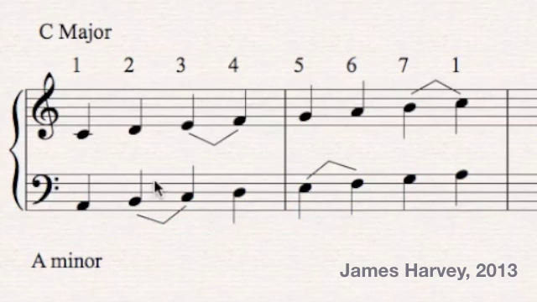We're going to start with the easiest type, which is natural minor. So this particular minor that we have here is a natural minor. It's called natural minor because it's the naturally occurring form of this scale. It matches the key signature exactly. In a natural minor scale, the half steps occur between scale degrees 2 and 3 and 5 and 6.